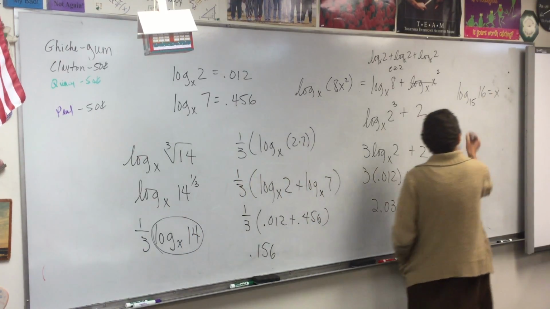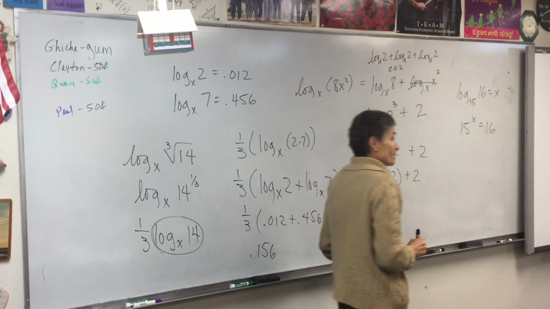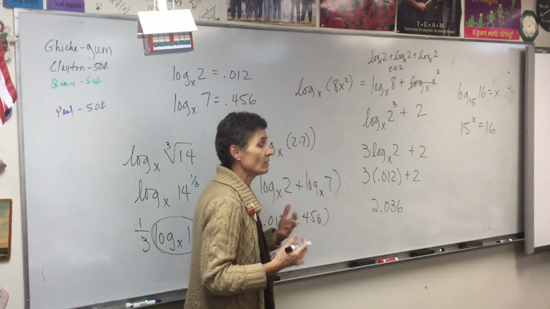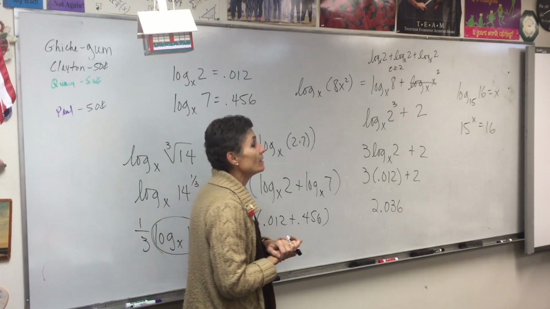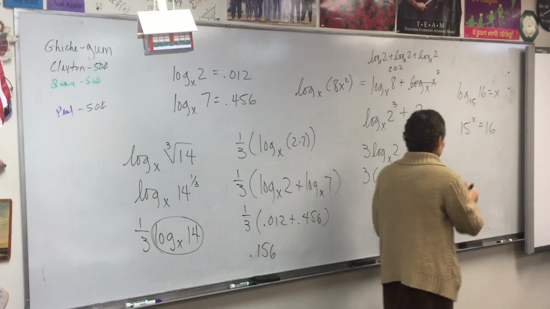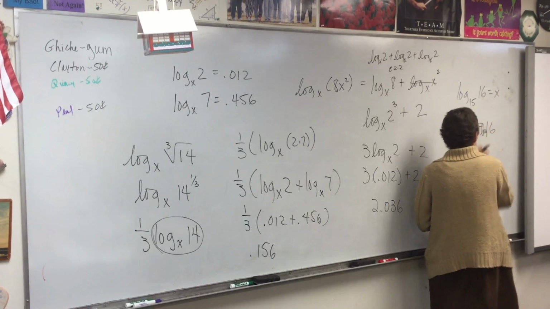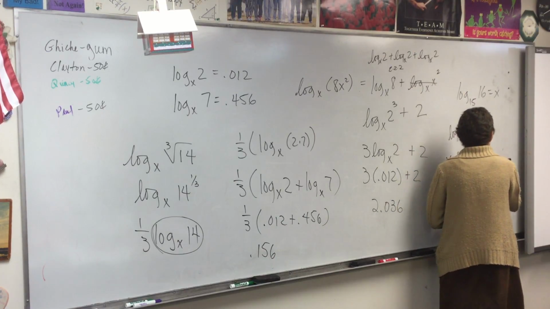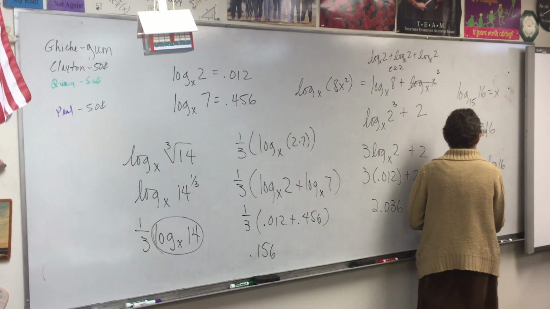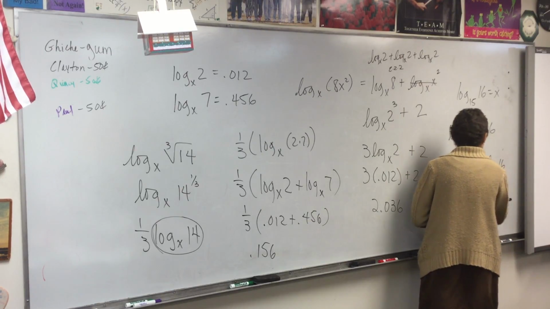15 to the x equals 16. So I'm going to get rid of the logarithm I can't deal with. I cannot deal with a base 15, so I get rid of it. Now, though, I got my variable up here as an exponent, so I'll need to take the logarithm of both sides, pull the exponent off, and x equals the log of 16 over the log of 15.